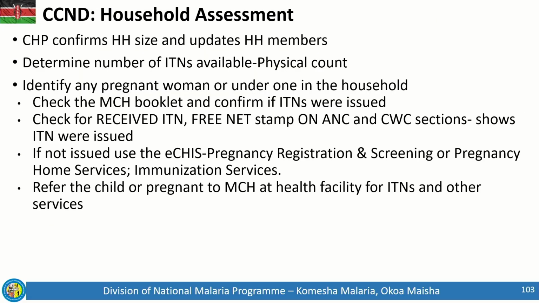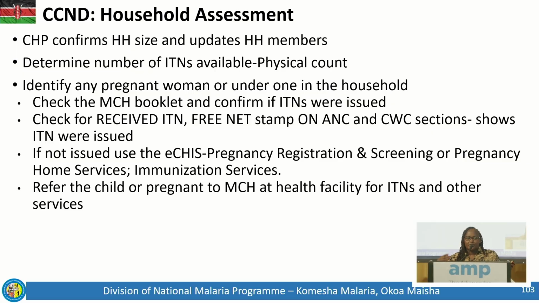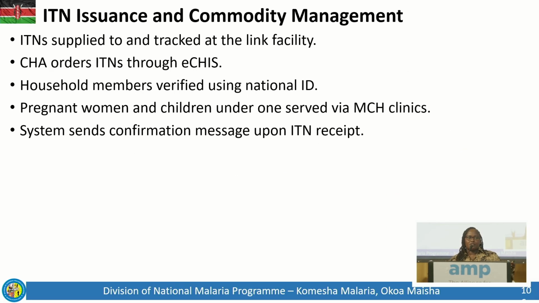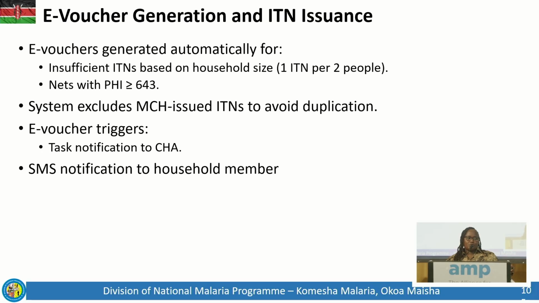So for the household assessment, the CHP will update the household size, update household members, determine the number of ITNs, do a physical count and confirm the ITNs, and with that you can determine whether they are sufficient or not sufficient, and then identify the pregnant woman and children under one. This is to avoid duplication, because they were utilizing the other channel within the MCH to pick the net, so you will refer them and strengthen that arm too for them to pick the net while you're determining the ITN coverage within the rest of the household population.